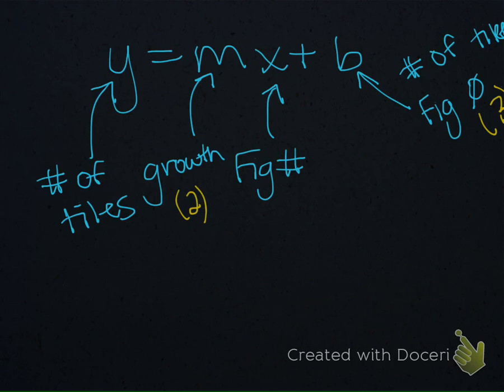So now we can write a rule for this, which is y equals 2x plus 3, where x still represents the figure number, y still represents the tiles in that figure number, 3 is the number of tiles in figure 0, and the 2 is how much it's growing between each of the figures.